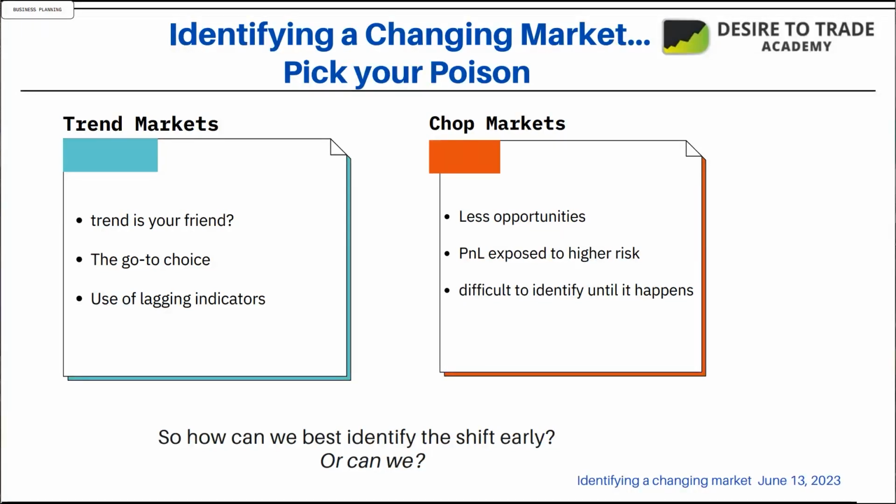But the perception is that in choppy markets you're exposed to high risk because you can get chopped up. You try to get something, it stops you out. Then you try it the other way, it stops you out. So you have this death by a thousand cuts, which is the reason why a lot of people don't trade choppy markets. It's also difficult to identify until it actually starts happening.